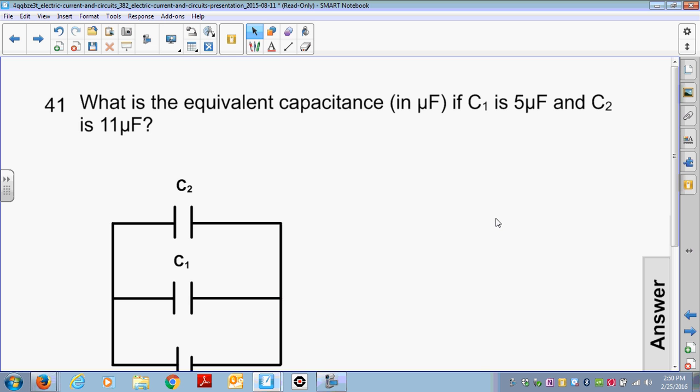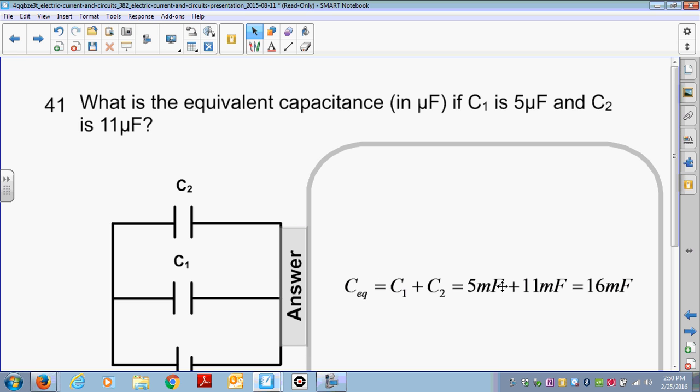What is the equivalent capacitance if C1 is 5 microfarads and C2 is 11 microfarads? Go ahead and pause the video. Okay, again, they're in parallel, so we're just going to add them up. You should end up with 6 millifarads.